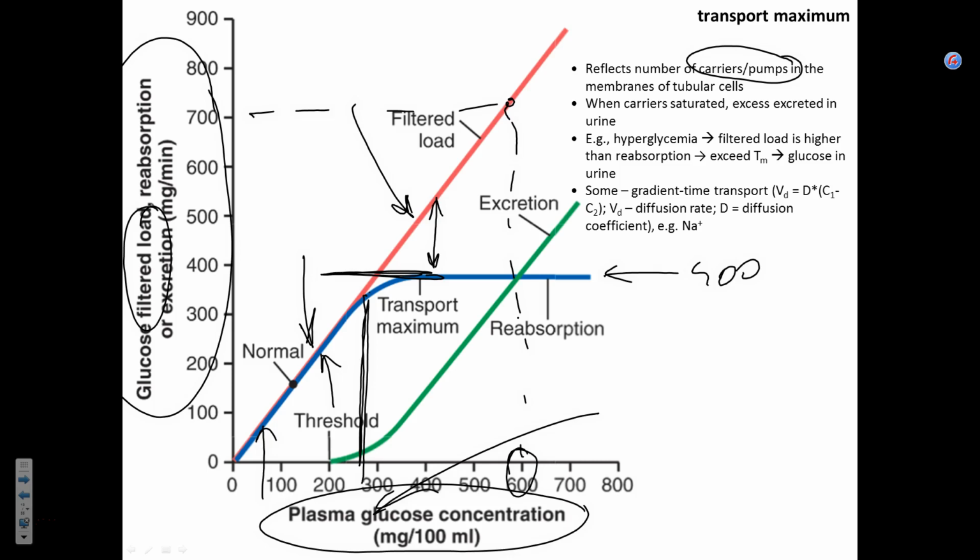You have 800 grams of glucose in 100 mils of filtrate. But you can reabsorb only 400 out of it. What's the difference? 400. You're going to lose it. Does that make sense? Now, remember we were talking about a hormone called insulin.